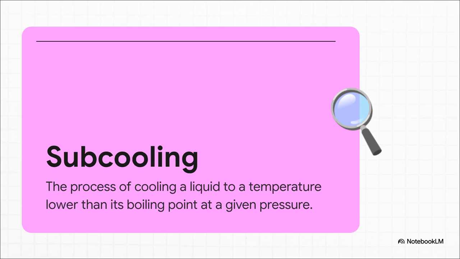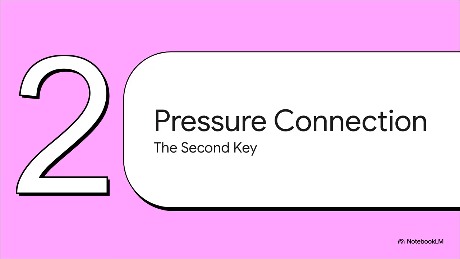And on the flip side, you've got subcooling. Think of water at 95 degrees. It's still a liquid, right? It's been cooled below its boiling point. So superheating and subcooling are really just the states on either side of that magical moment where the phase change happens. All right, so we've got our first key, the two kinds of heat.